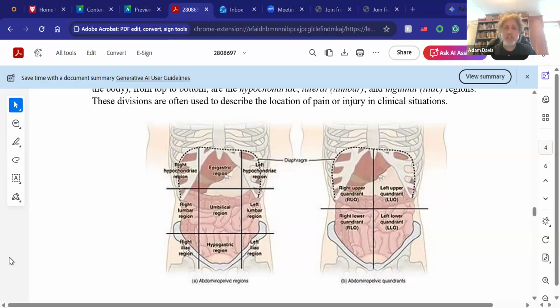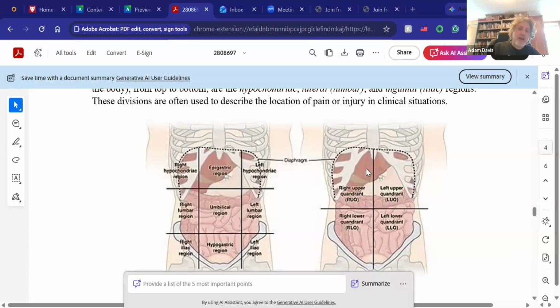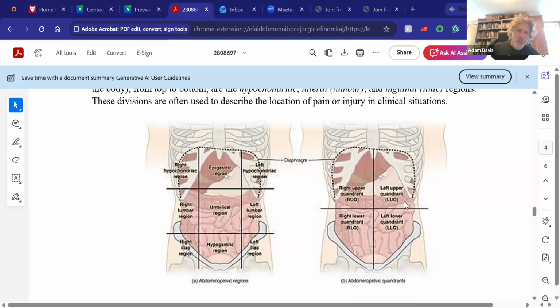And here is the diagram of the abdominopelvic cavity divided up two different ways. And this is straight out of my anatomical terminology handout, so you can reference this diagram later. The easy way is to divide it into quadrants. And you have a left upper quadrant, or LUQ, a right upper quadrant, or RUQ, a left lower quadrant, or LLQ, and a right lower quadrant, or RLQ.